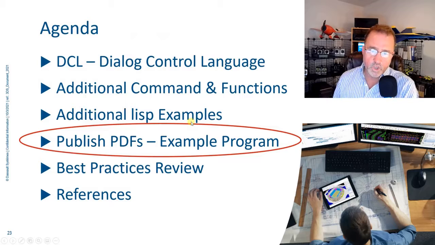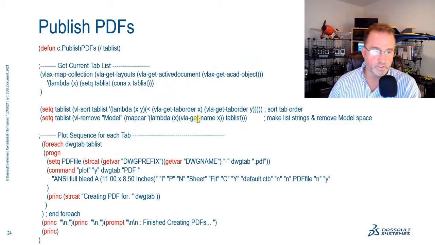So the one we've gotten a lot of requests for is a program to publish PDFs. And so I do want to show this. There's a couple different things we can do. Now here's the code that I wrote that will do a publish of all the tabs, or the layout tabs, that are in the current drawing.